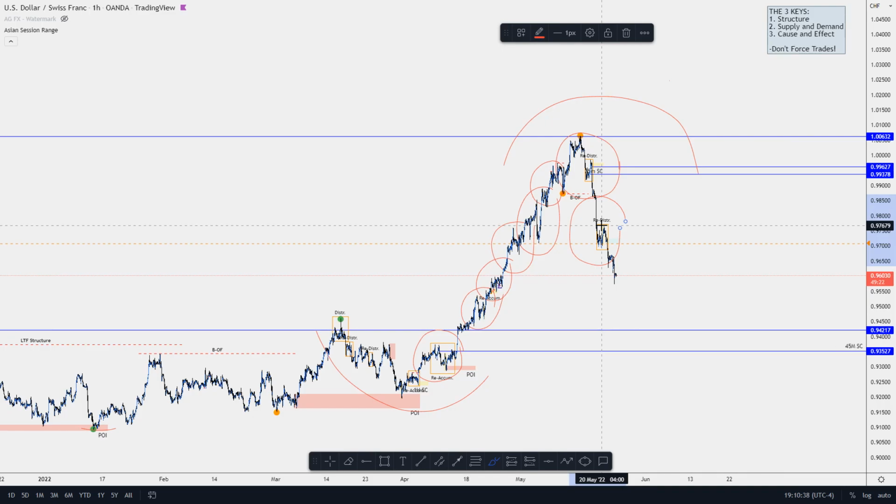So your job is to play with who's in control of the market, right? But in doing so, you want to understand, where are these sellers targeting? These sellers are targeting here.